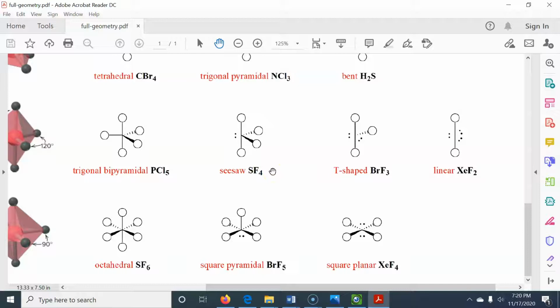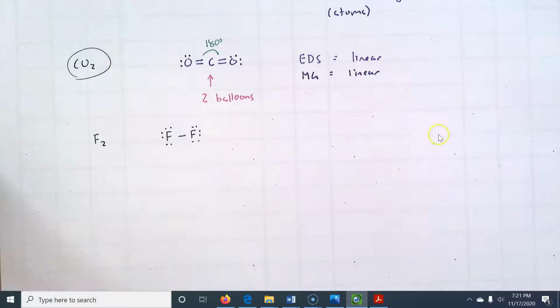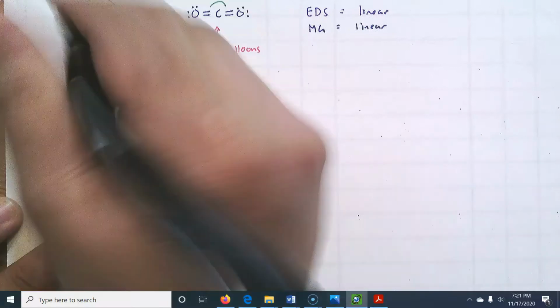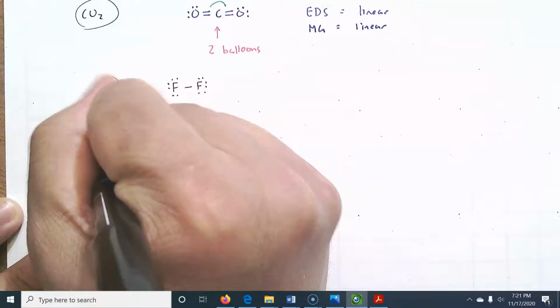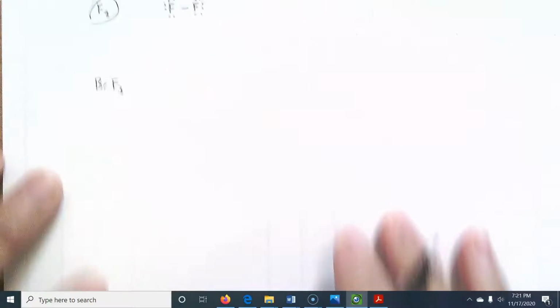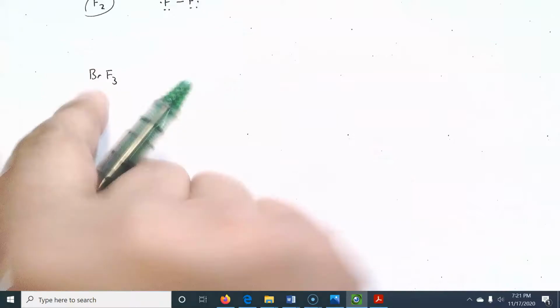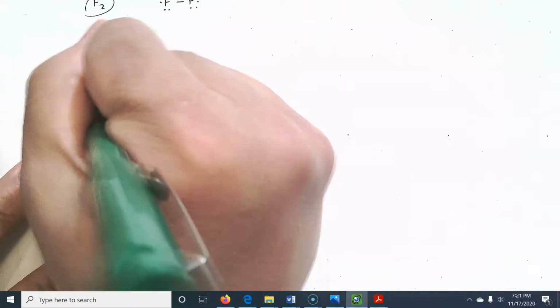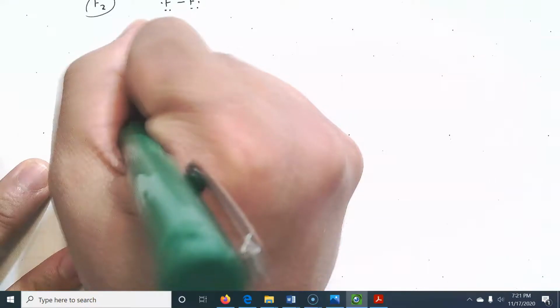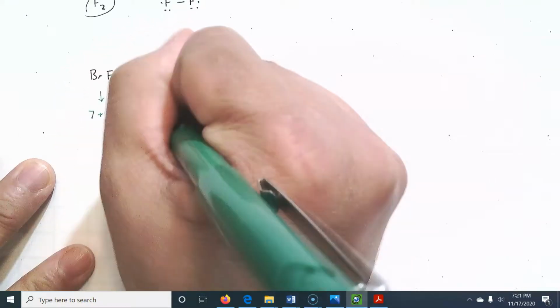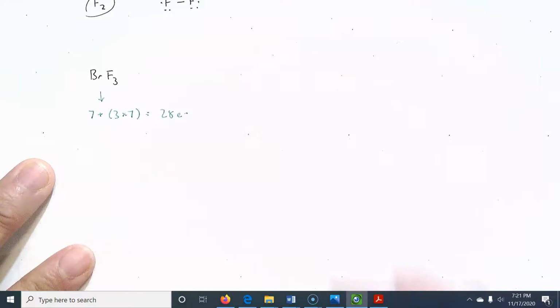And why don't we go ahead and try this one, BrF3. We call this T-shape, but let's prove it from the very beginning. BrF3. All halogens. Again, another strange one. I'll go through this step by step. A bromine has 7 valence electrons. We have 3 fluorines that have 7 valence electrons each. That's 28 electrons that we have to account for.